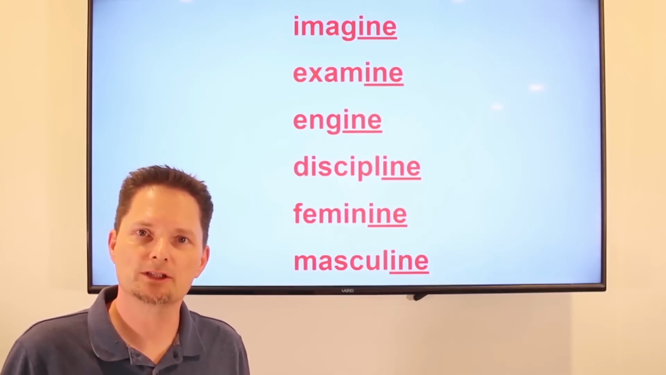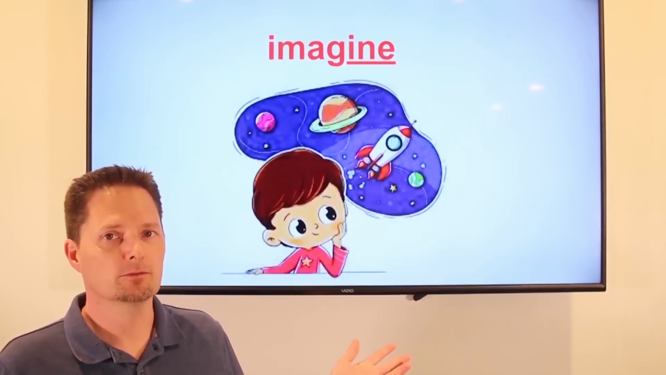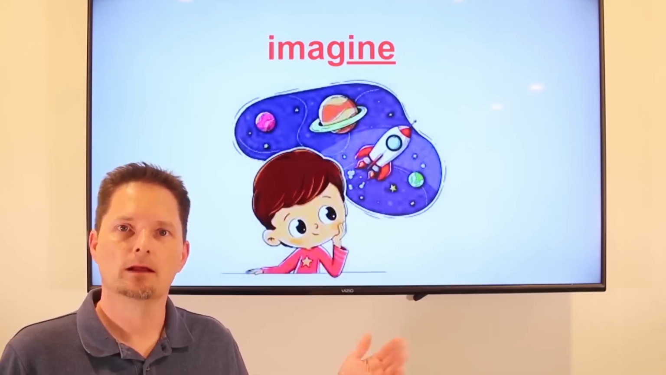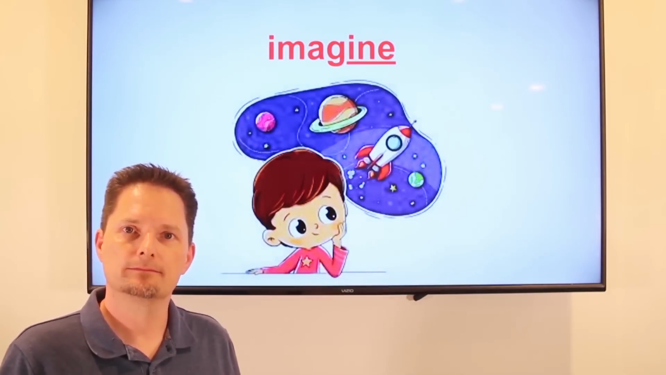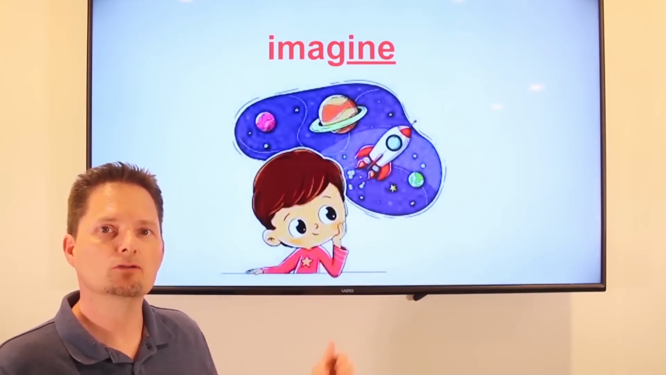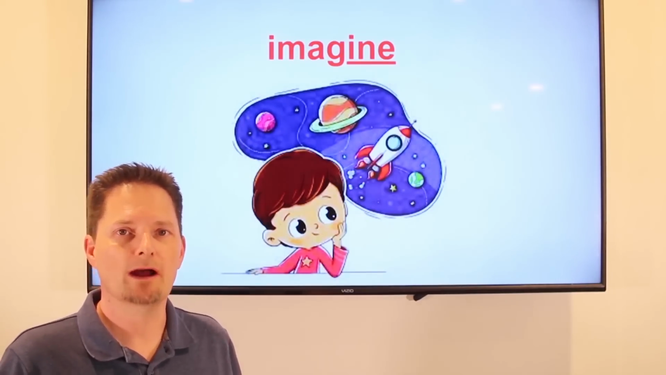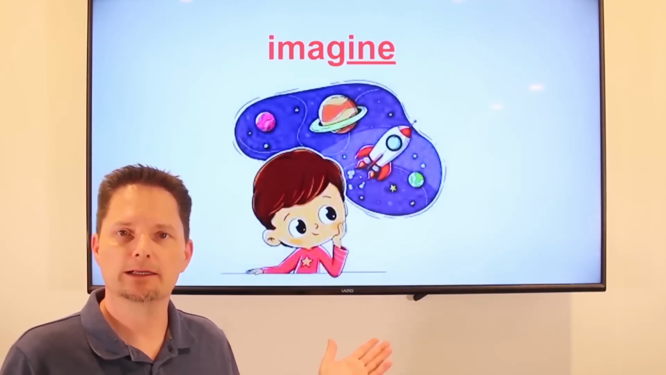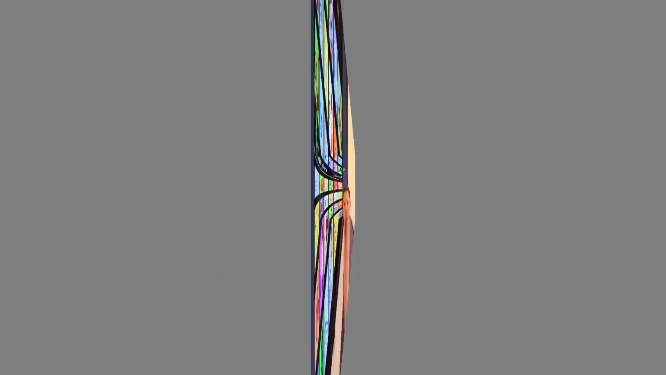Let's practice the pronunciation. Example, imagine. Imagine is a verb or an action. The boy likes to imagine he's an astronaut. He likes to imagine traveling in space. After imagine, we use a gerund, traveling with ing. He imagines traveling in space. Let's take a closer look at the pronunciation.